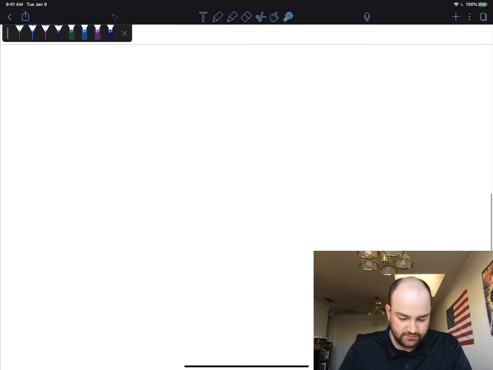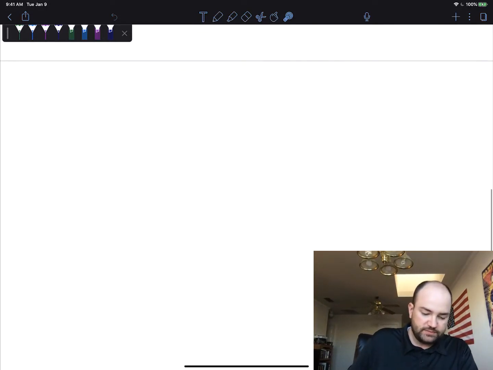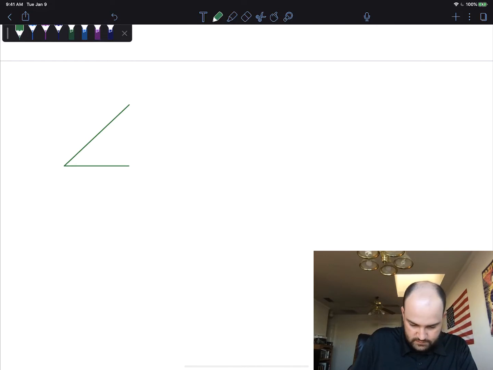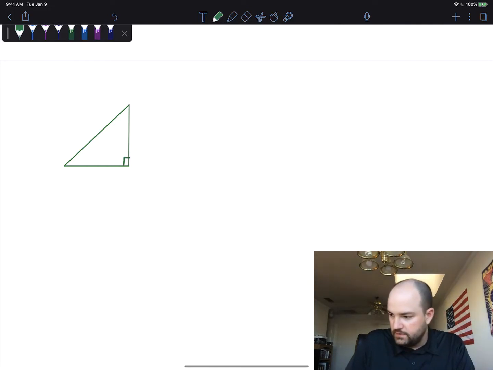So I'm going to go ahead and go to a different page here. And what I'm going to do is start looking at a 45, 45, 90 right triangle.